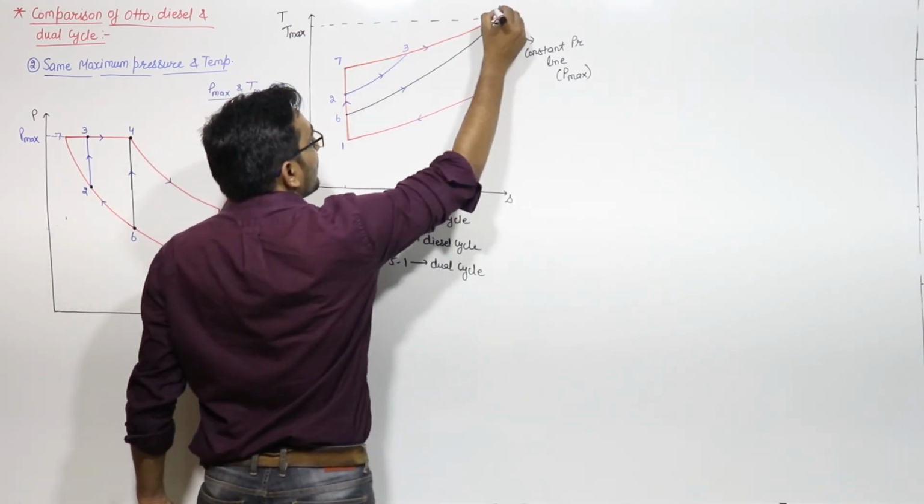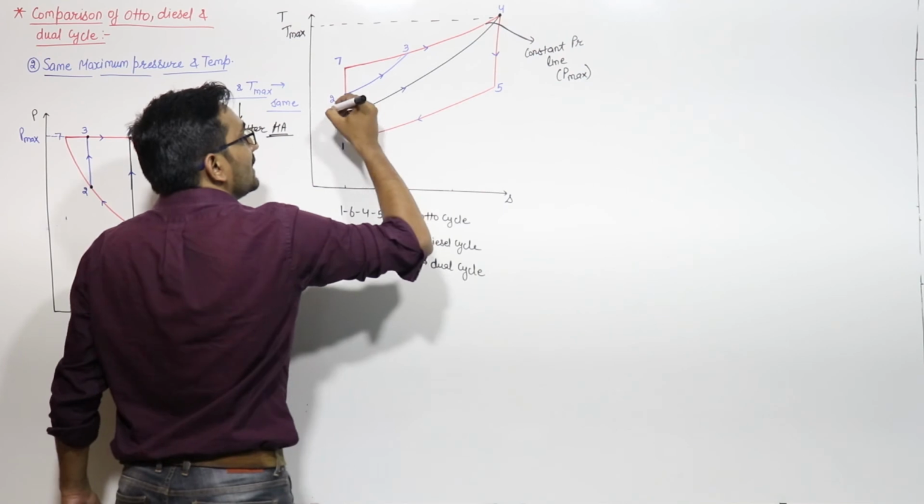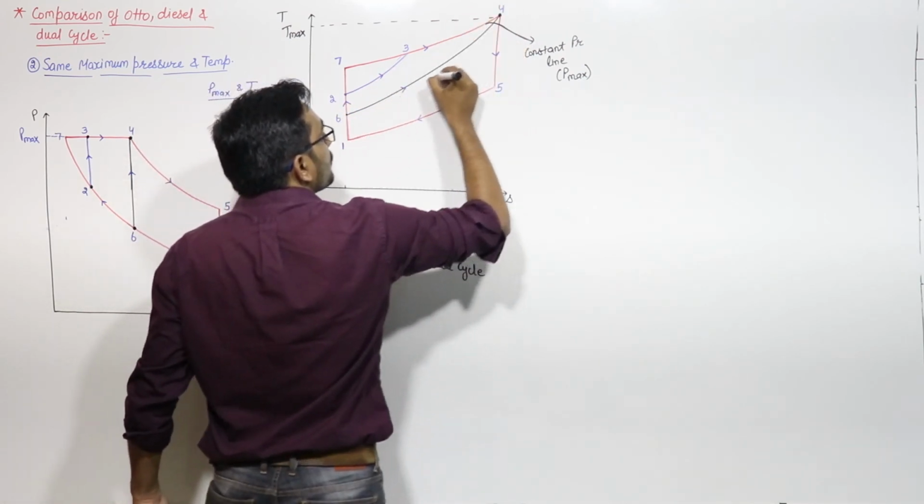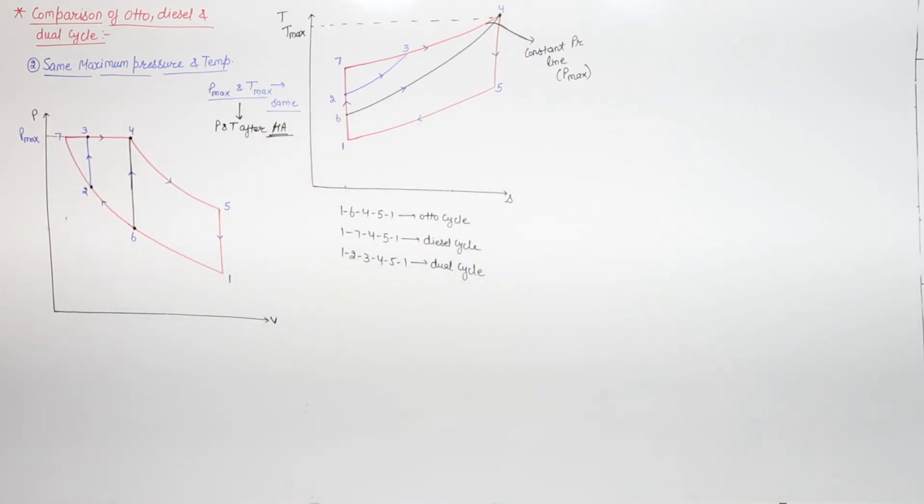So this slope will be more. This is the constant pressure line, so this will be more vertical. Its slope will be more. So this 6 to 4 is the constant volume heat addition in the Otto cycle.